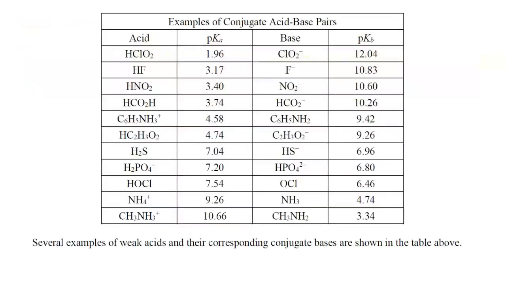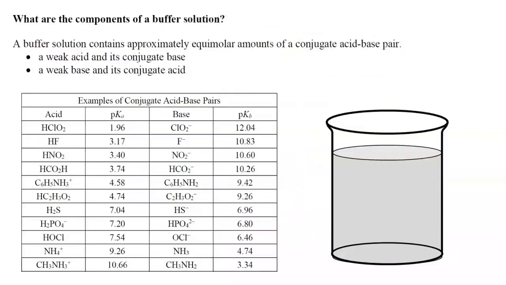So before we take a look at question 9 in the packet, I'm going to spend some time teaching you about the properties of buffers and how they work. So here on this table, you can see several examples of weak acids and their corresponding conjugate bases. So we can use conjugate acid-base pairs to create a buffer as long as the acid and the base are generally weak. So what are the components of a buffer solution?